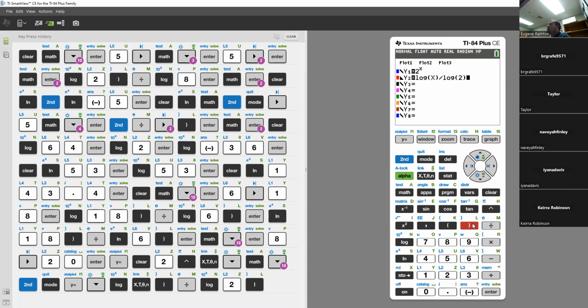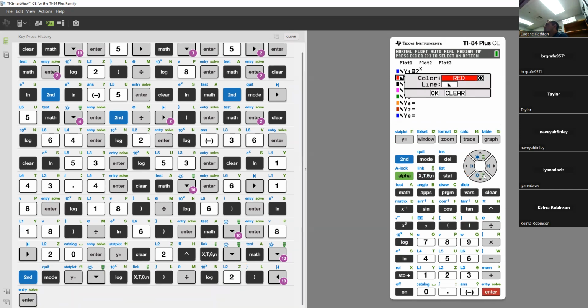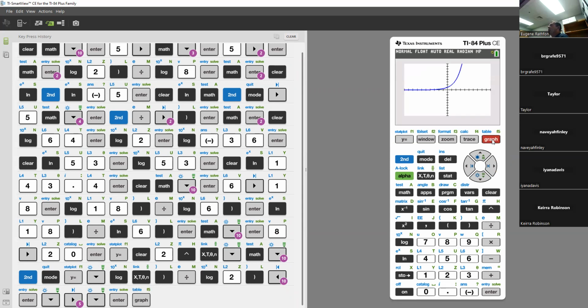So y'all, I'm going to have to turn off that shading, because I don't want this to shade. So let me hit enter, and go down here to the line and get that back on the regular line. Right there. So let me hit OK. All right, so I'm just going to graph this.